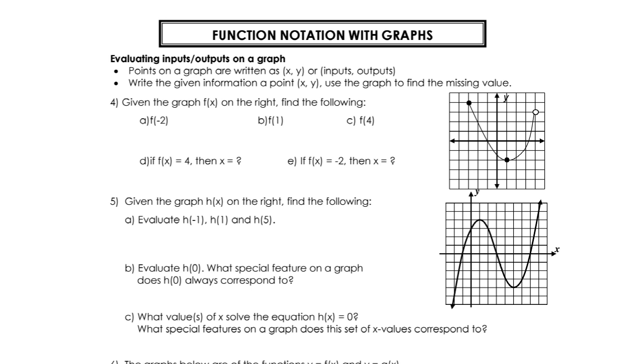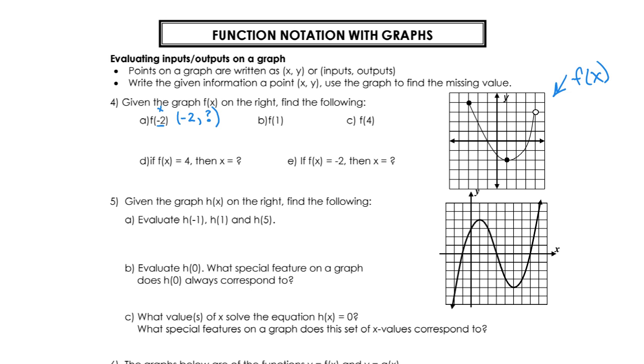So in number 4, it says given the graph f of x on the right. So here, this graph right here is f of x. And we're going to find the following. So when they tell us f of negative 2, remember that negative 2 is our x value. So they're basically saying that negative 2 on this graph, comma, something. Our job is to figure out that something.